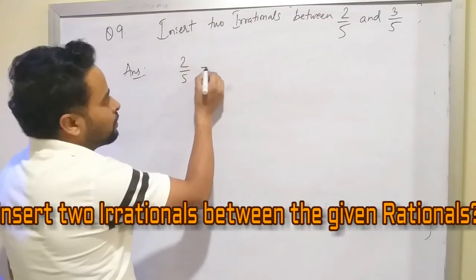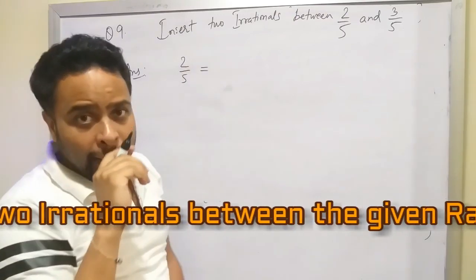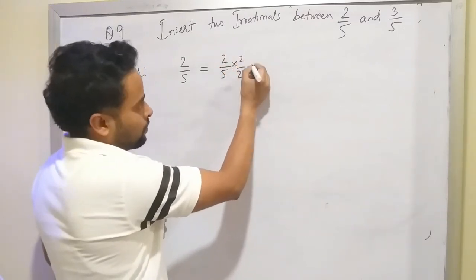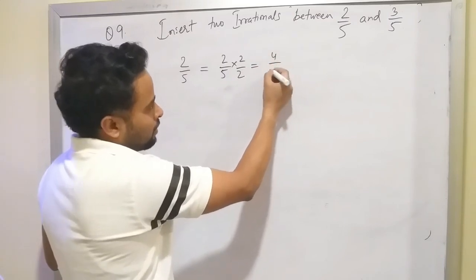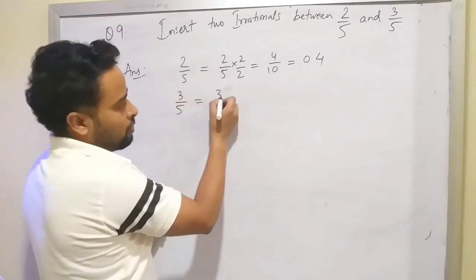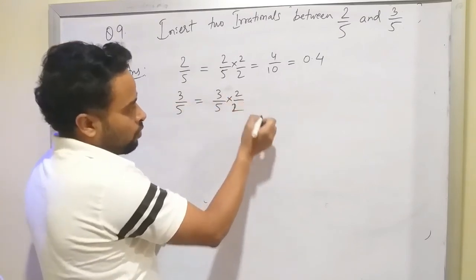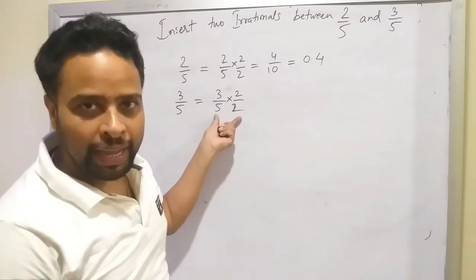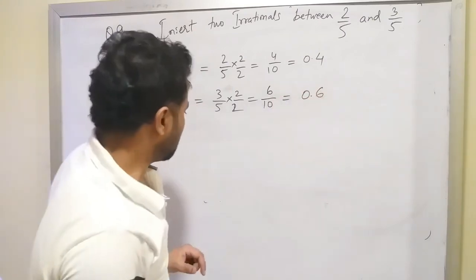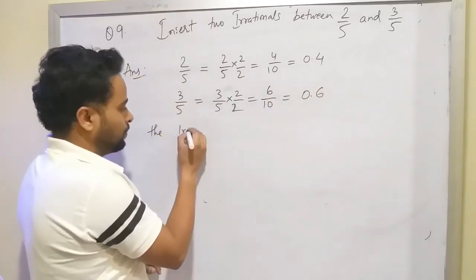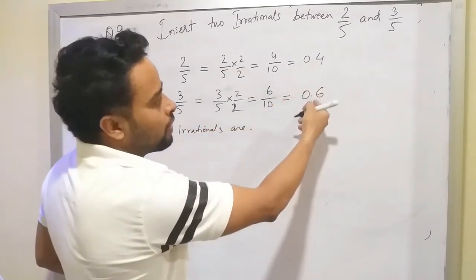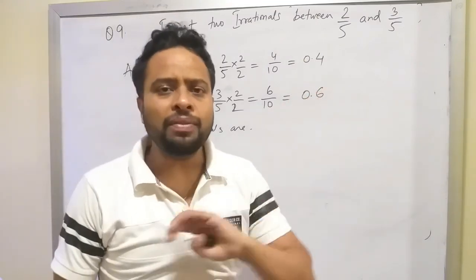2 by 5, if I convert it into fractions, multiply 2 by 5 into 2 by 2, it is 4 by 10, which is 0.4. 3 by 5 equals 3 by 5 into 2 by 2. Why are we doing this? Because we make the denominator 10, so it is 6 by 10, which is 0.6. Between 0.4 and 0.6 there are infinite irrationals.